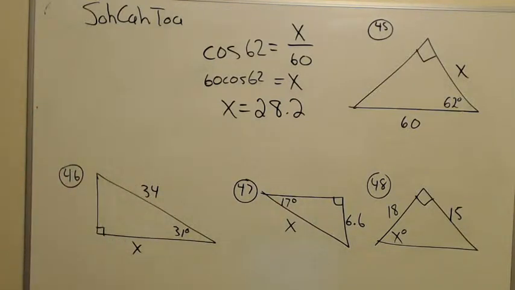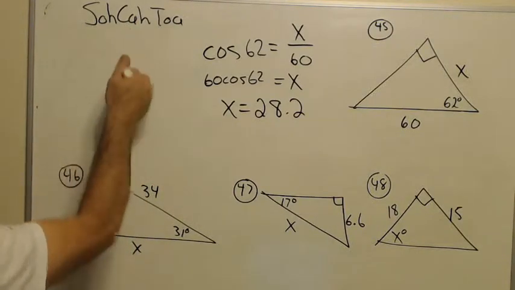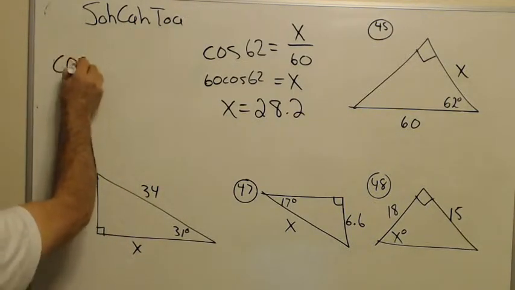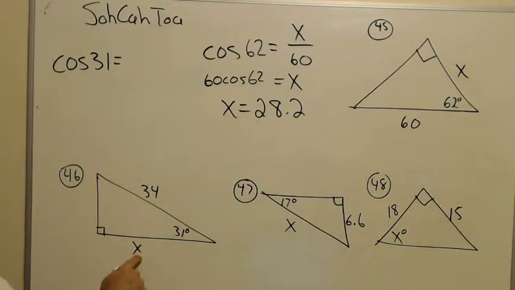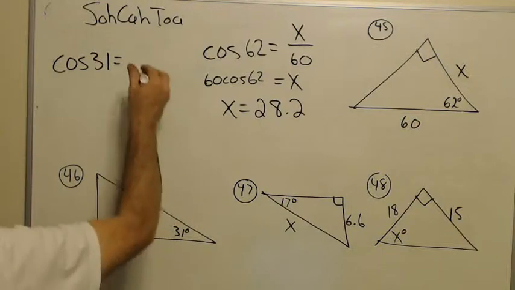Okay, problem number 46 here. We've got a 31-degree angle. This is very much like 45 up there. We know the hypotenuse, and we'd like to know the adjacent leg. So again, adjacent and hypotenuse has to be cosine again. So cosine of 31 will equal x over 34.